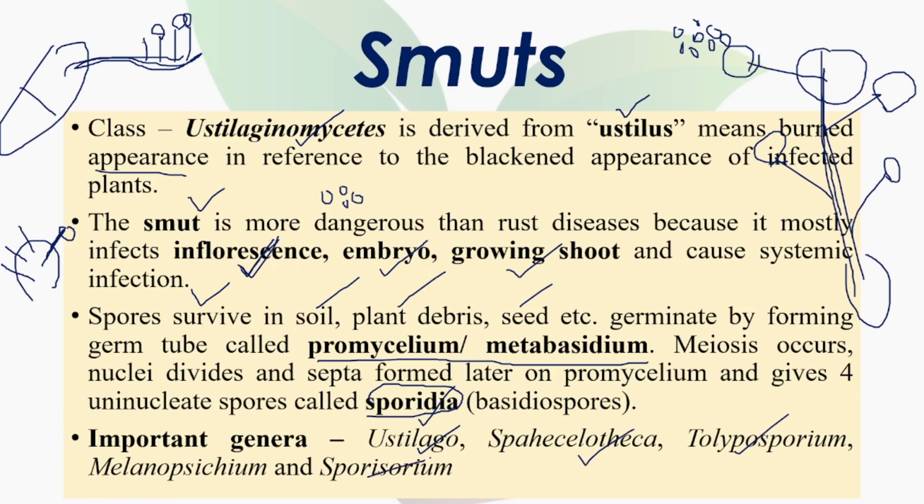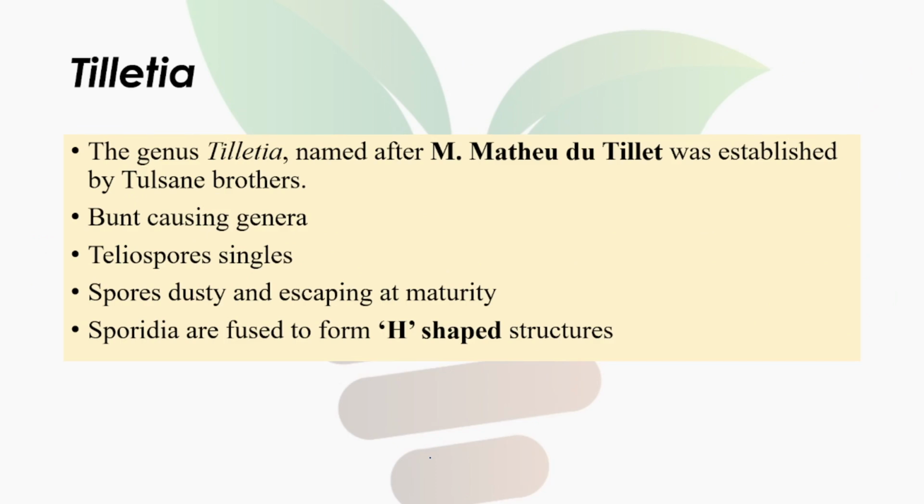These are a couple of the important genera. Here I have given just basic information about these genera. Tilletia was named after Matthew Du Tillet, and in the history we might have discussed, he is the scientist who primarily worked on the bunt disease of wheat, right? He also recommended using salt solution and other things. To remember Matthew Du Tillet, the Tulasne brothers named the genus Tilletia to honor him.